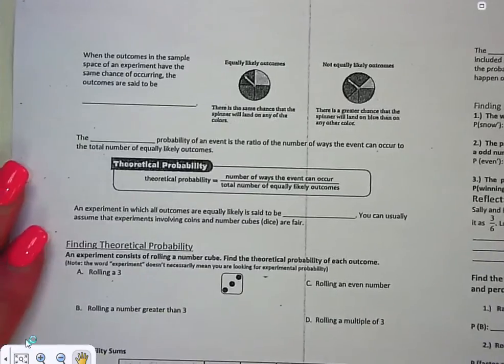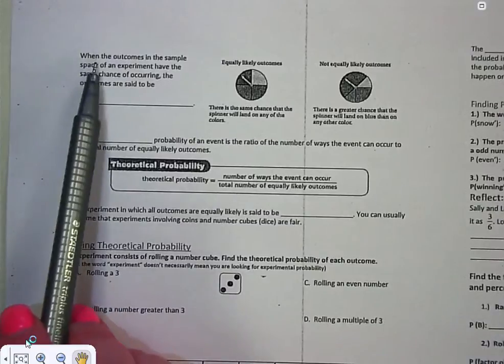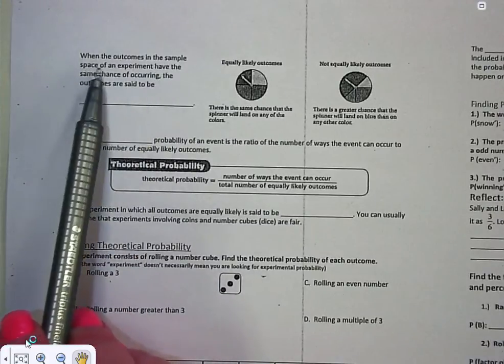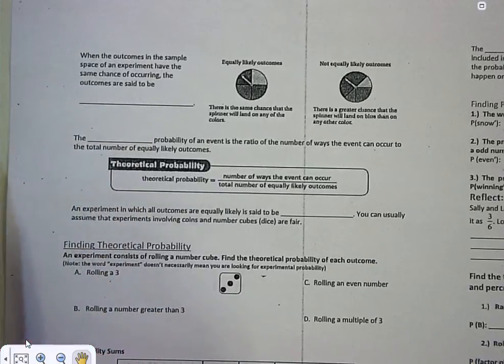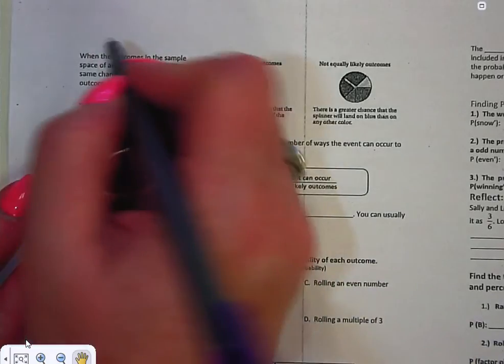Let's take a look at our notes. Let's start up here. When the outcomes in the sample space of an experiment have the same chance of occurring, the outcomes are said to be equally likely.